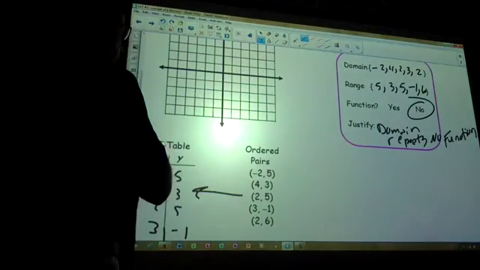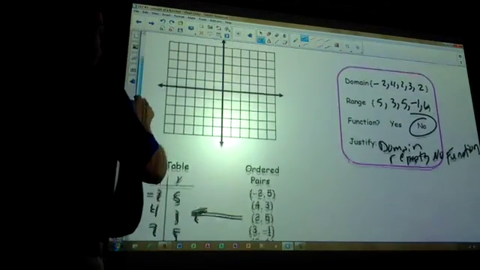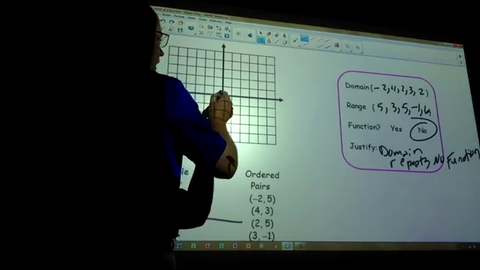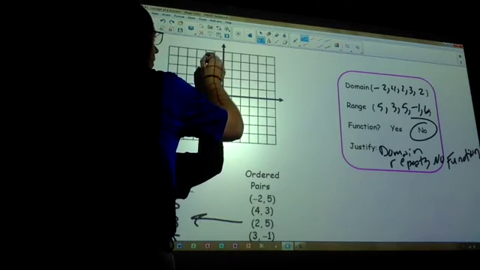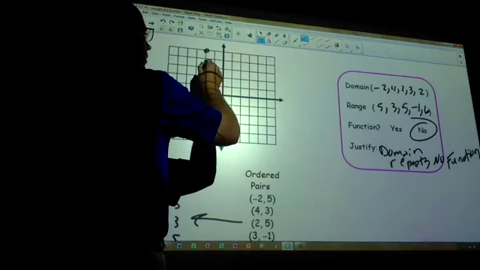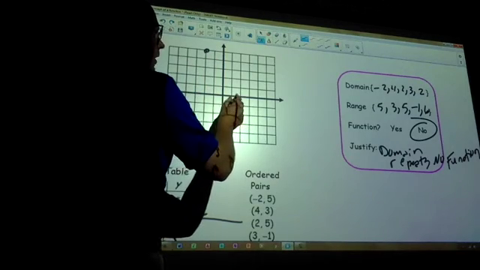All right. Let's plot our points. I tried to get those back in order. So negative 2, 5, negative 2, right? 2, 3, 4, 5. Is that right? 4, 3.